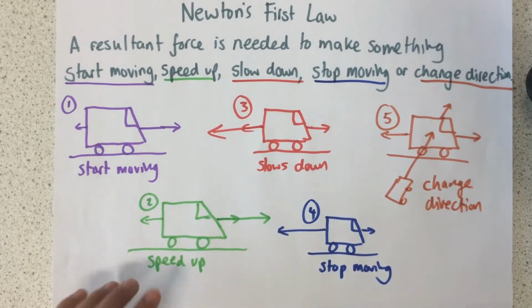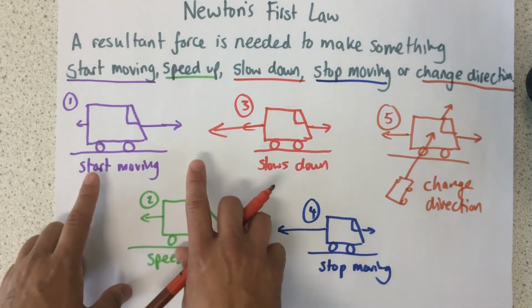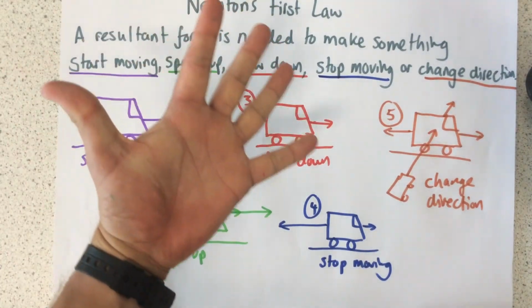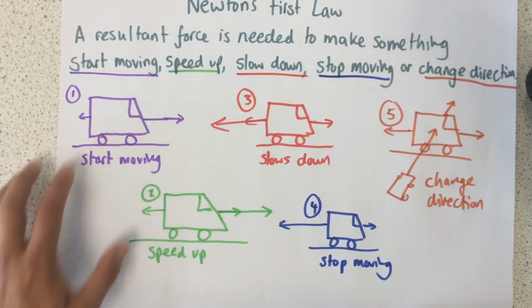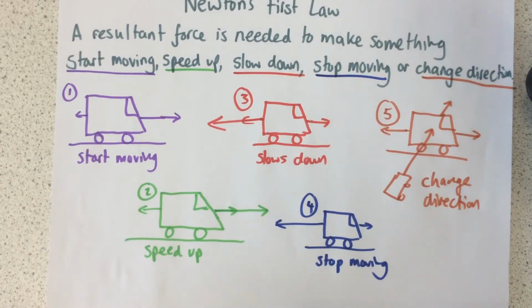Just to summarise, a resultant force is an overall force when the forces are unbalanced, and there are 5 different ways that moving objects can be affected, and all of the diagrams are there.